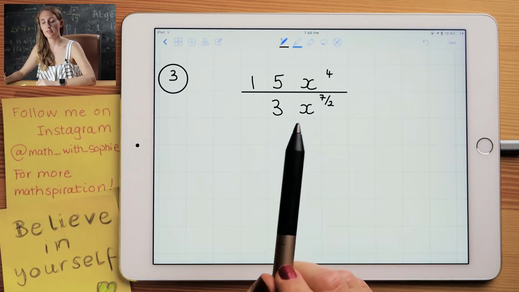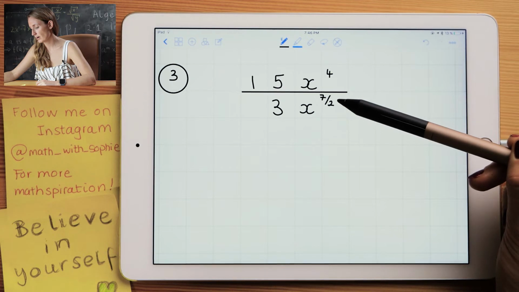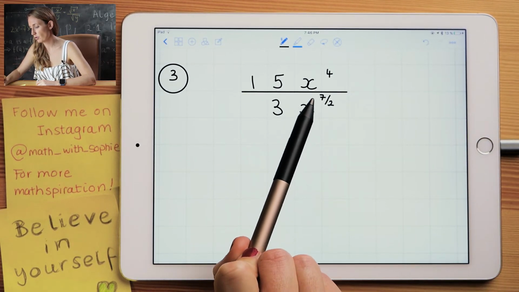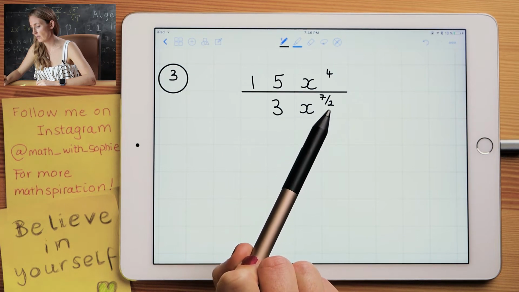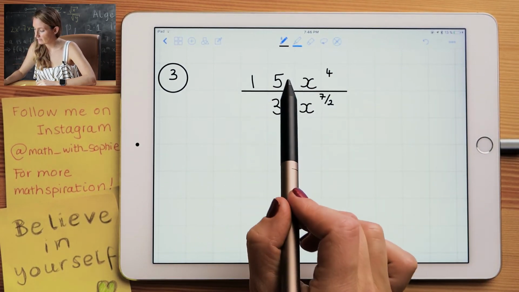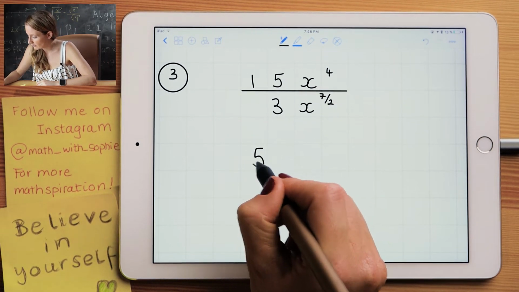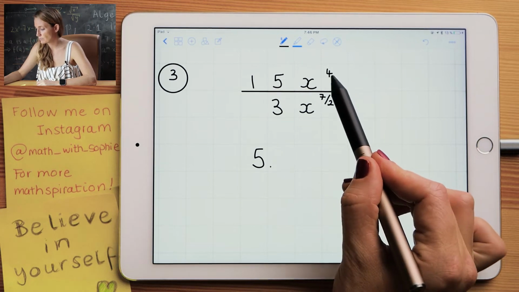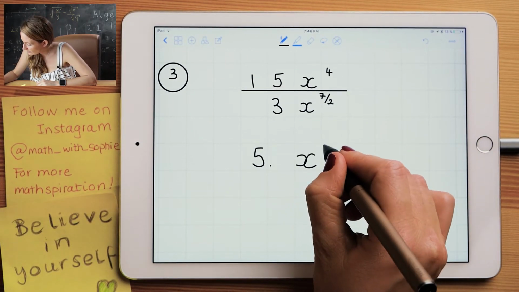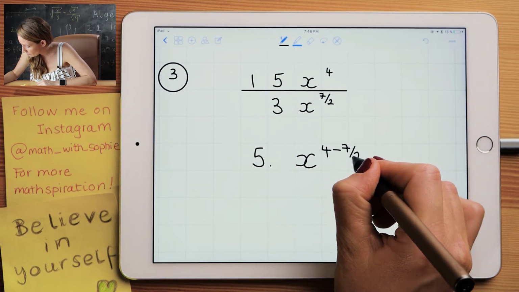So we're going to start our third example now. It's getting slightly more complicated because we're going to introduce some fractions. Just a quick recap. If you have a fraction, the top one is the power and the bottom one is the root. So we'll start with the number again. 15 divided by 3 is 5. And then we need to subtract the top power, subtract the bottom power. So we need to have x power 4 take away 7 over 2.